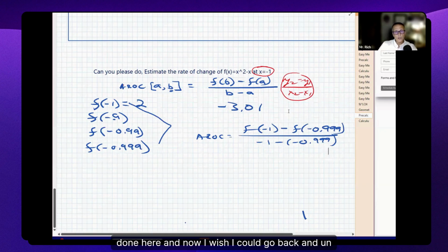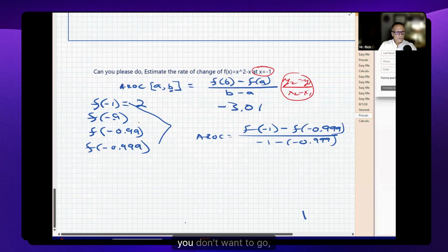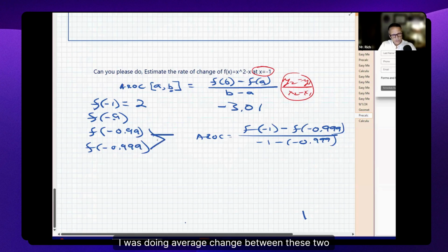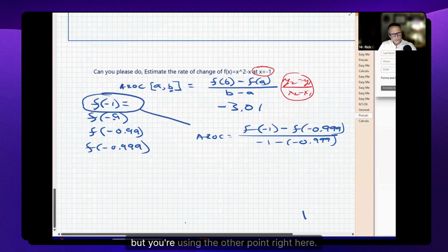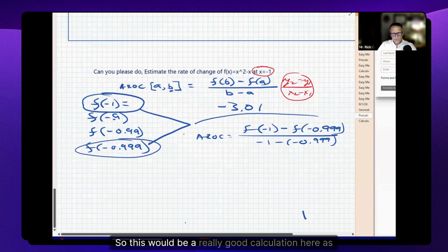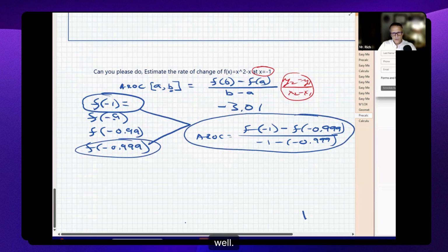And I just realized that I think I did this wrong. I wish I could go back and unerase. I was doing average rate of change between these two numbers. What you're doing is you're still using the -1, but you're using the other point right here. So this would be a really good calculation as well: f of -1 minus f of -0.999 over -1 minus -0.999. It should get you to the same answer. Okay.